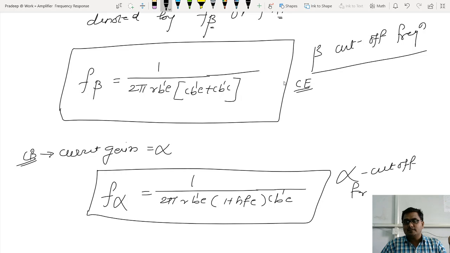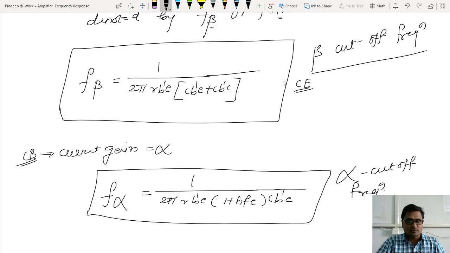It is called alpha cutoff frequency. Now look at this, beta cutoff frequency and alpha cutoff frequency. Now what are those frequencies? The frequency at which current gain drops to minus 3 dB. Is it? The current gain of the pi model CE amplifier at higher frequencies, whatever you say. So this is all about the alpha cutoff frequency and beta cutoff frequency.